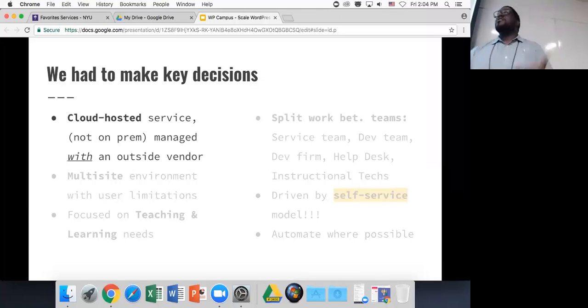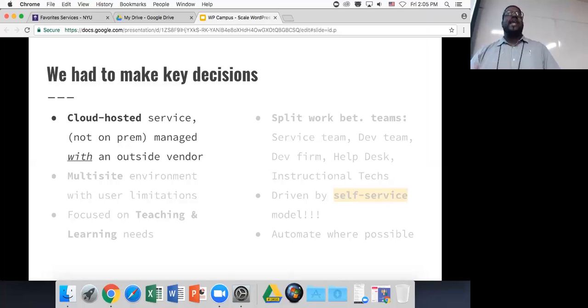We talked to some other universities even. I know that Duke was instrumental in us figuring out how they do it, but we had to make some different decisions. I think Duke runs on premises. They run on-prem, but we made a decision to be cloud hosted, and that was going to work for our needs.